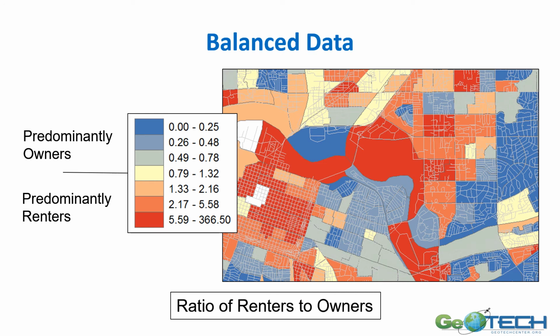Balanced data just shows that there are two different classifications of owners and renters here, and one is showing those that are predominantly owners in the blues and those that are predominantly renters in the reds. So it's just the ratio of owners to renters.